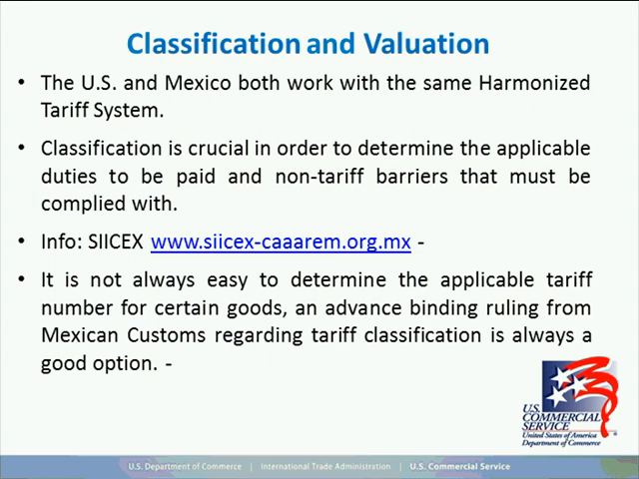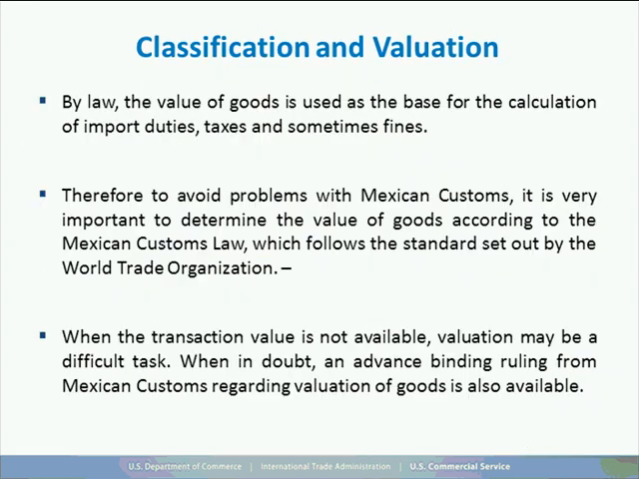Now, the next slide is concerning valuation. Regarding valuation, recently a great effort has been made by the Mexican authorities to attack documented contraband, which most times occurs by means of the declaration of undervalued goods. So this is a very important case that you need to take care of when exporting goods to Mexico.